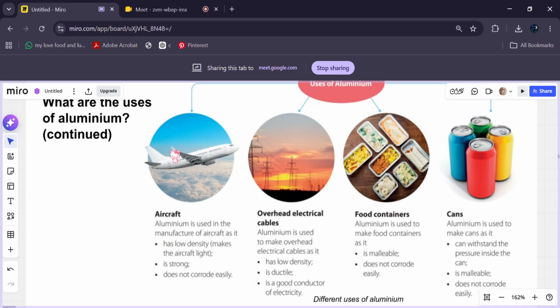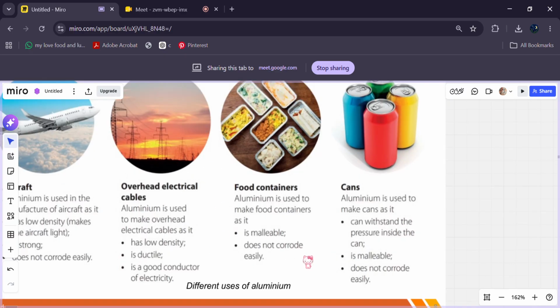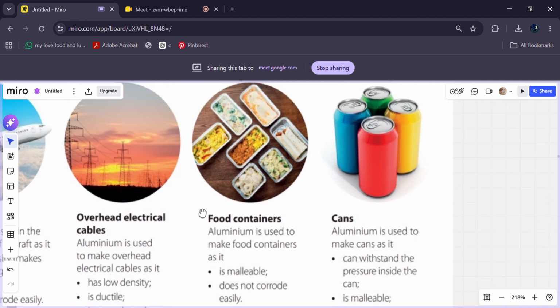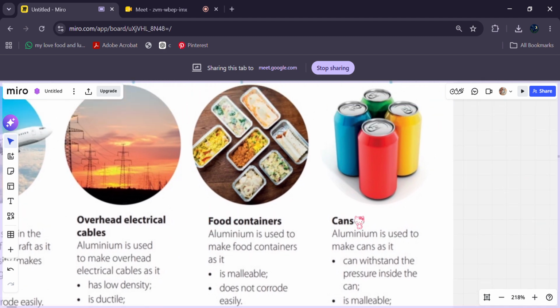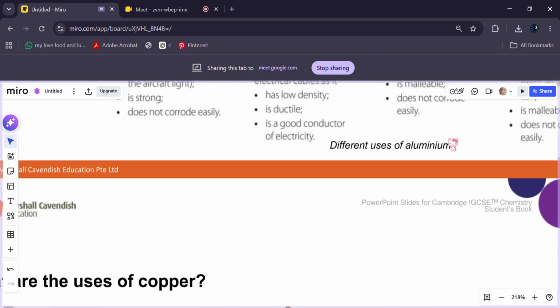Now, aluminium is used for food containers and cans as well because it is malleable and it does not corrode easily. Malleable meaning they can hammer the metal into different shapes, and not corroding easily means it won't rust easily. Because when a metal corrodes very easily, it's dangerous to use it to make food containers and cans. But because of the thin layer of aluminium oxide, it doesn't corrode easily, and you can use it to manufacture food containers and cans.